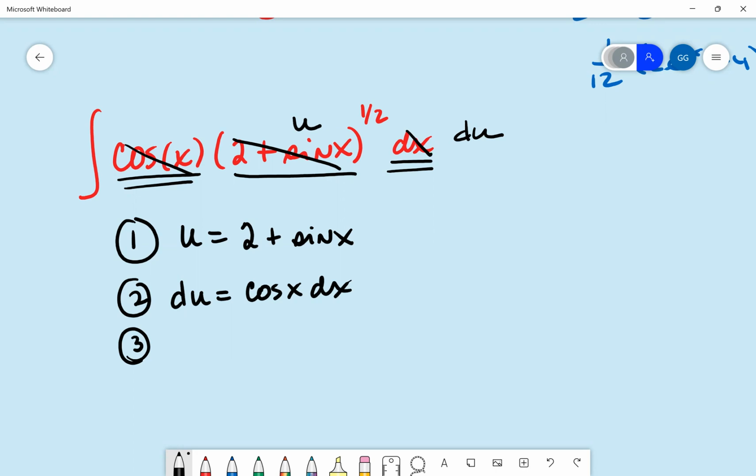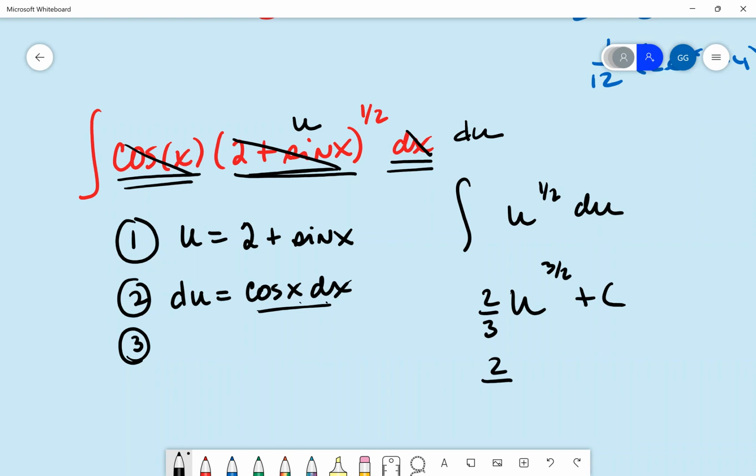So I don't have to worry: the derivative of the inside was present in the integrand exactly as it appears. The derivative of the inside, which is cosine of x dx, appears exactly in the integrand. So I don't have to put anything in and take anything out. So it becomes the indefinite integral of u to the 1/2 du. Increase that by 1, get 3/2 times 2/3 plus c. But I'll put everything back in terms of the original variable, x. And there's my function.